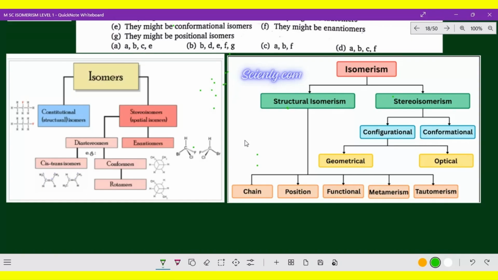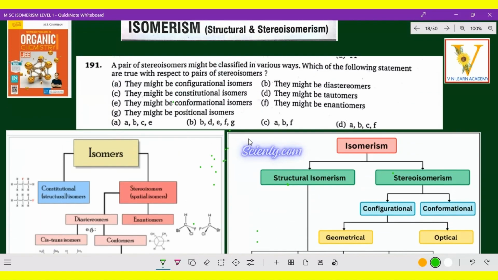So from this, which is the correct option? Come on, let us check. Here the first one, they might be configurational isomers. They are asking about stereoisomers only, and under stereoisomers, configurational isomers are available, so this is correct. And they might be diastereomers. Diastereomers are stereoisomers, so this is also correct.